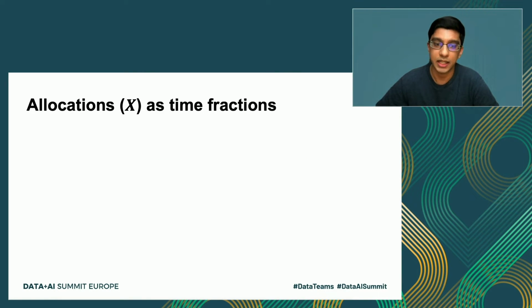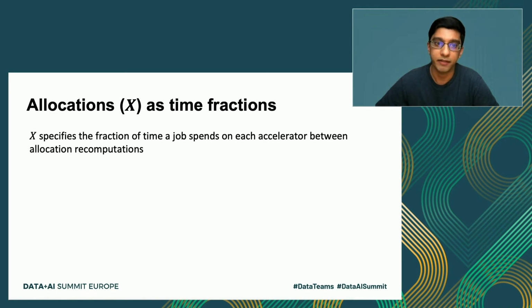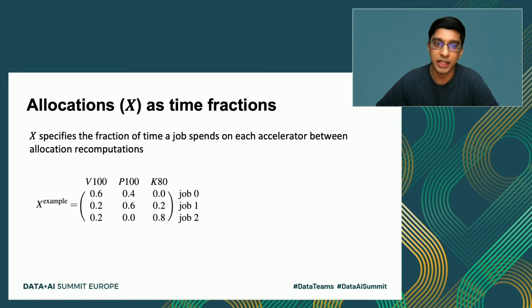So as I said, Gavel is able to represent scheduling policies as optimization problems, where the output of those optimization problems is an allocation, which we can denote using a matrix X. X specifies the fraction of time a job spends on each accelerator type between allocation recomputations. To make this concrete, let's look at a sample allocation matrix here.